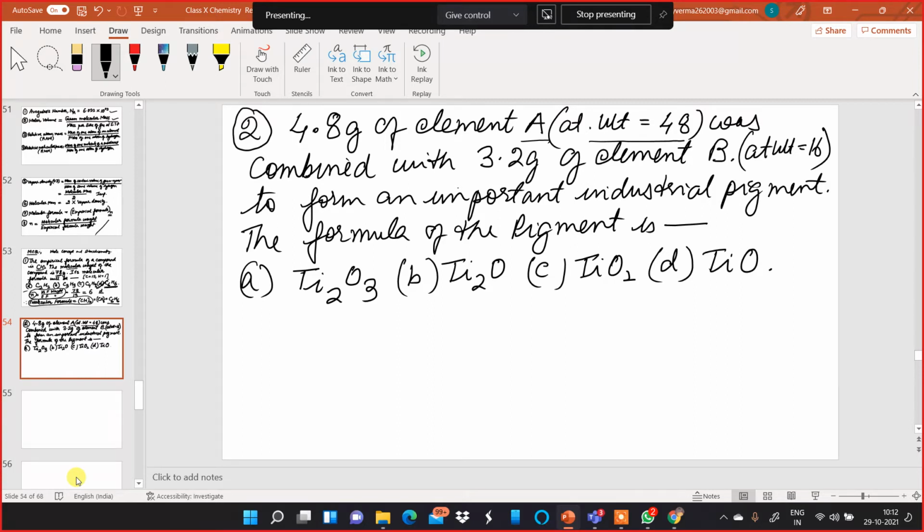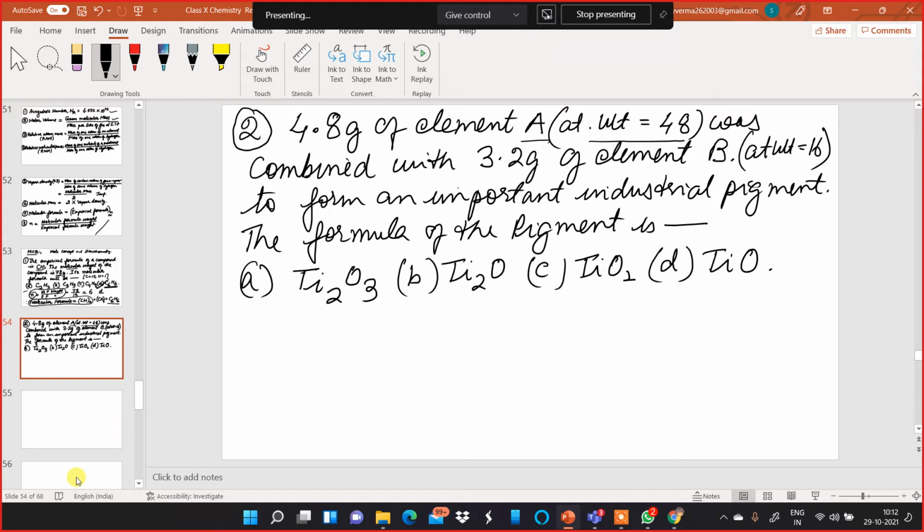Now see, look at your smartness now. Try to use your smartness. And this is a problem based on empirical and molecular formula. So now work out how will you do this sum now. I'm very happy with this sum. Come on. What will you do? Nothing. You do nothing.